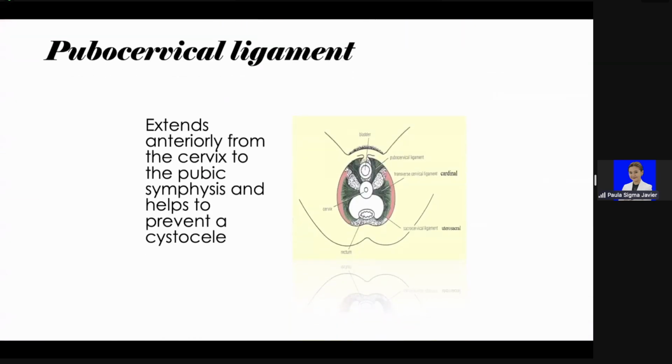And then finally, we have the pubocervical ligament. Pubocervical naman, anterior. Okay? So from the cervix to the pubic symphysis, this also helps prevent cystoceles. Okay? So this is your cervix. This is your pubocervical ligament. So laterally, we have the transverse cervical ligament. And then posteriorly, we have your sacrocervical ligament or uterosacral ligament. Tapos here we have your pouch of Douglas.